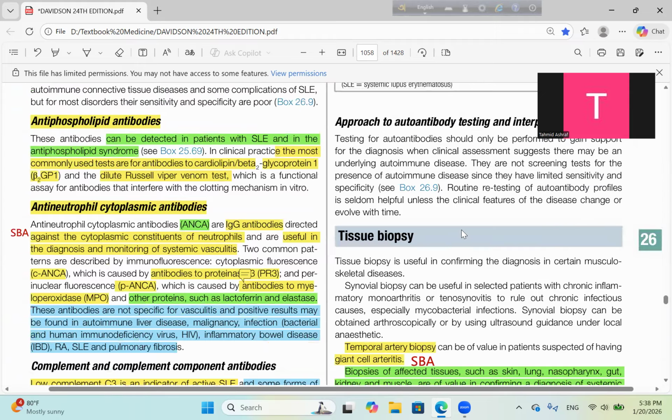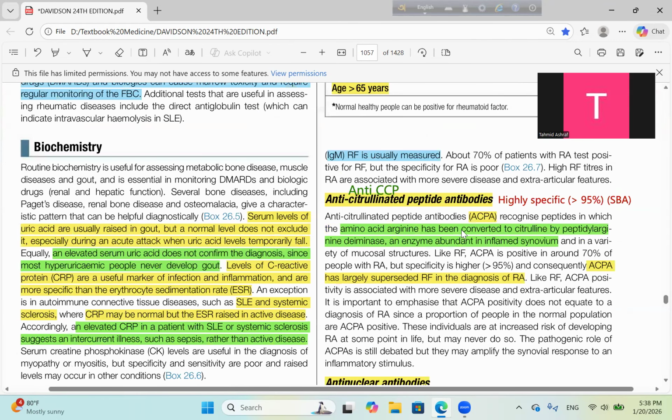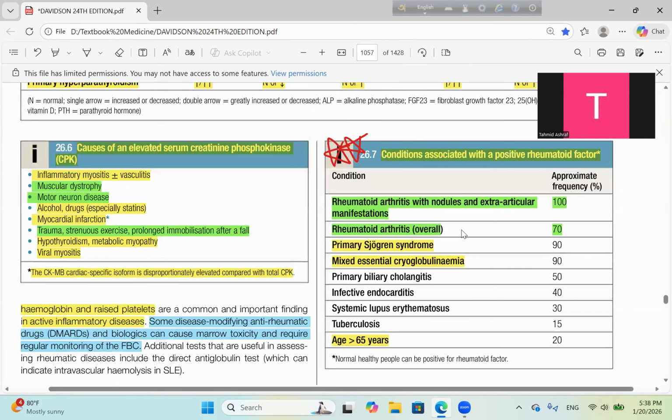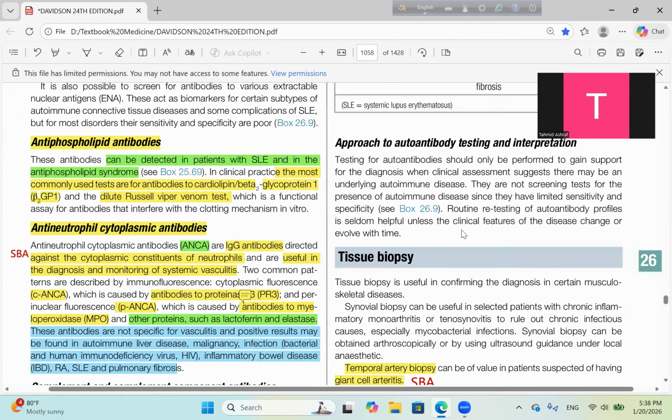We will learn about tissue biopsy. We skipped two boxes in the earlier page; we will learn about them in the next class. So this lecture ends here. We will come back with the sixth lecture very soon, inshallah. Till then, I hope you will try to memorize this information that I delivered to you according to the textbook.